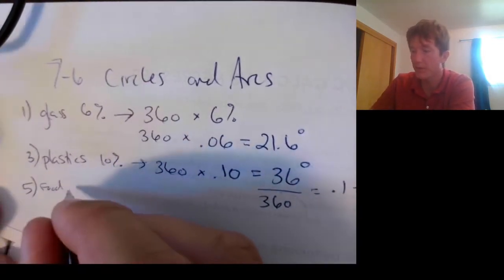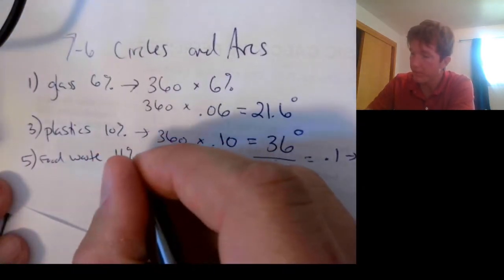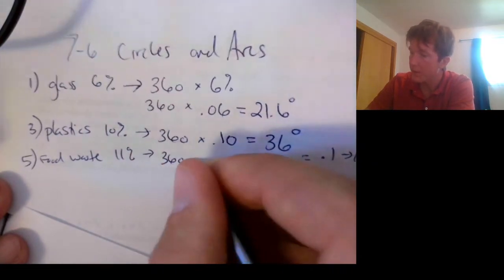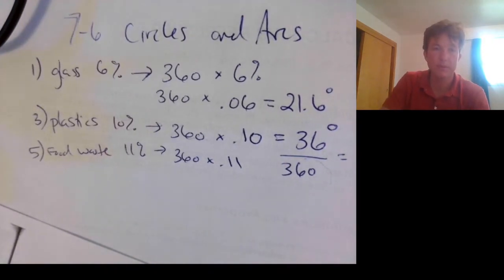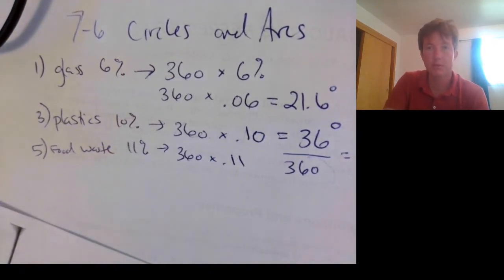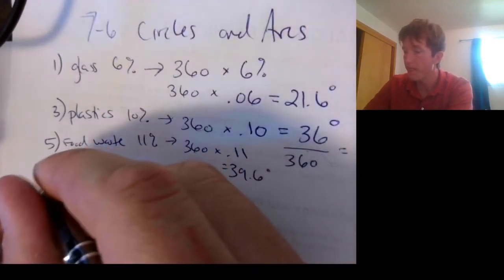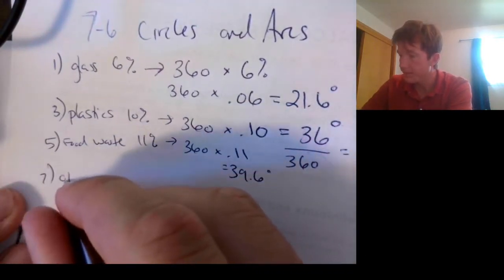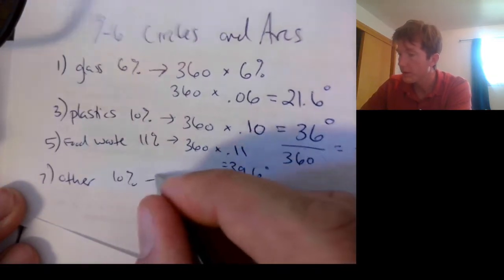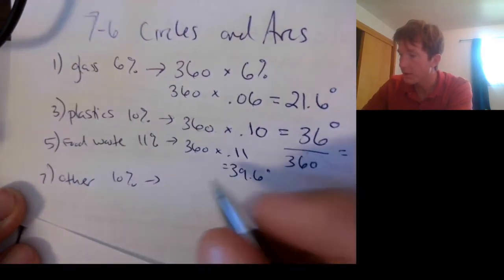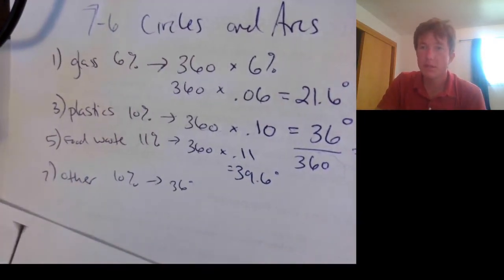Number 5 is food waste. Food waste was 11%. This one not so easy, so let's put this one in a calculator. We're going to do 360 times 0.11. 360 times 0.11, that's 39.6 degrees. And then other is 10% again. We already computed 10% up here with plastics, so other will be 36 degrees. Alright, go ahead and flip the page.